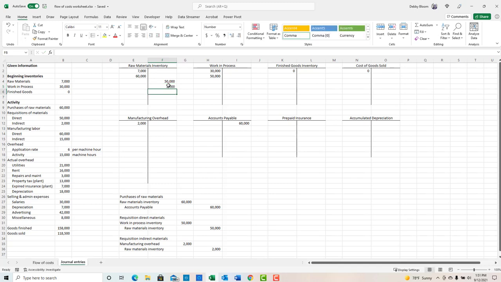The next thing that we're going to have to journalize is our labor. The first thing we're going to have is our direct labor, and then our indirect labor. So for direct labor, we're going to debit work in process inventory for 60,000 of our manufacturing labor. I'm sorry, 60,000. And the credit is going to be to salaries payable.